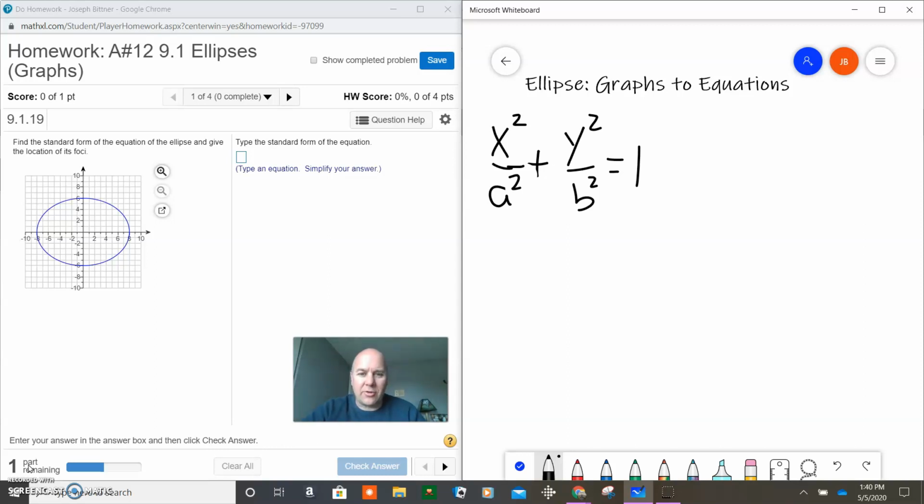And make sure you know the equation of a circle, an equation of an ellipse. We have one more equation, of a hyperbola, and we'll get into that very shortly.